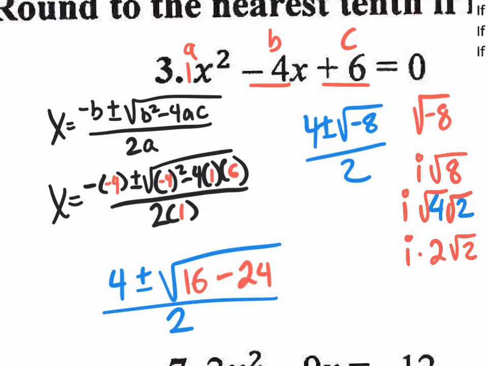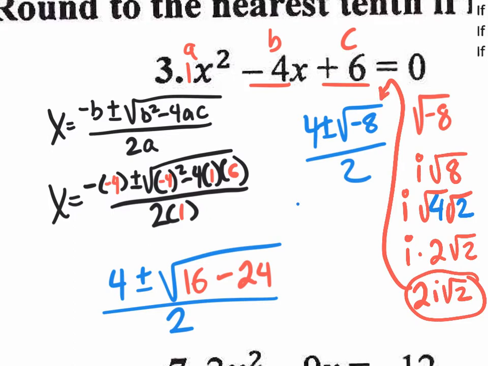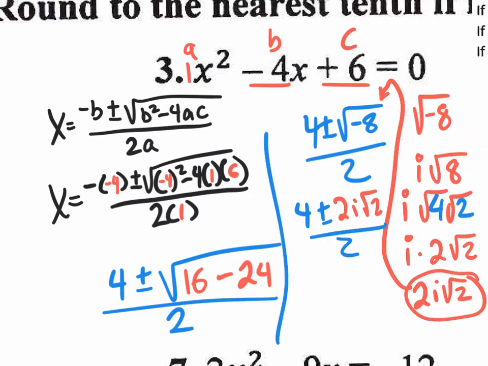So what I'm going to do is arrange this thing, 2i square root of 2. And I'm going to replace this value with the square root of negative 8. So I will have 4 plus or minus 2i square root of 2 over 2. Now, because we have 3 items that are all divisible by 2, we might as well reduce the 4 by 2, that by 2, and that by 2. So if we reduce all by 2, we end up with 2 plus or minus i square root of 2 over 1, but I'm just going to leave it like that because you don't need it over 1.